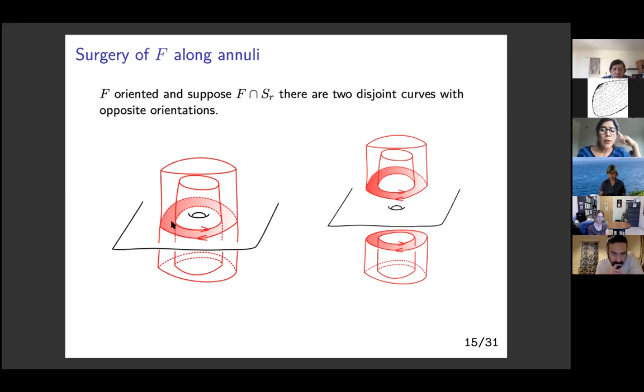And if that annulus does not contain any other curve of intersection of the surface with the torus level, we perform what we call annulus surgery of F. So we just cut along the curves, and we take a copy of this annulus and cap off on the top and on the bottom, and we obtain this new surface. And we get rid of these curves of intersection with opposite orientation. We do that every time we see these kinds of intersections.